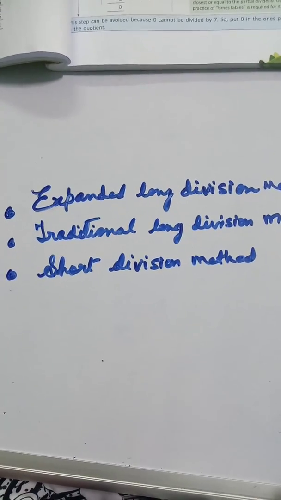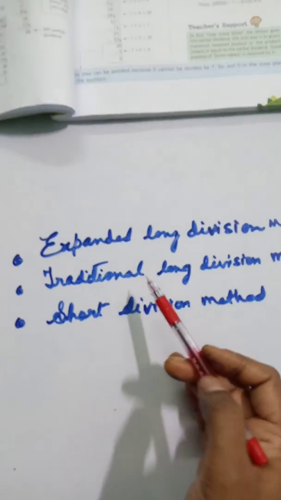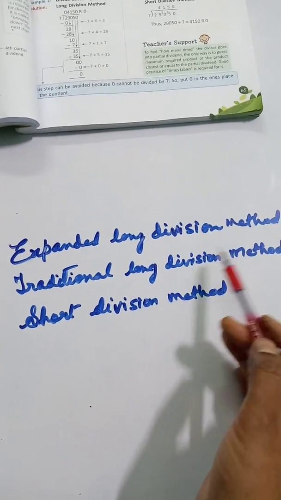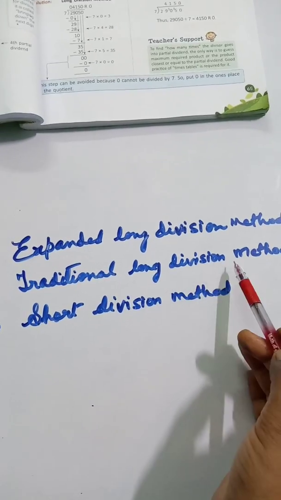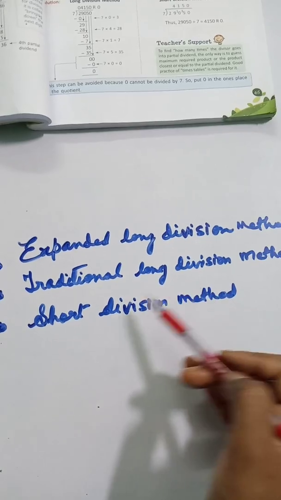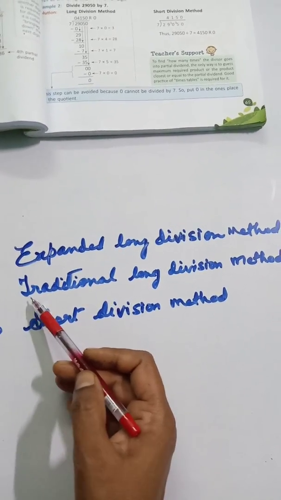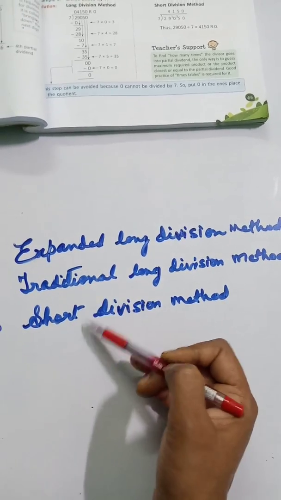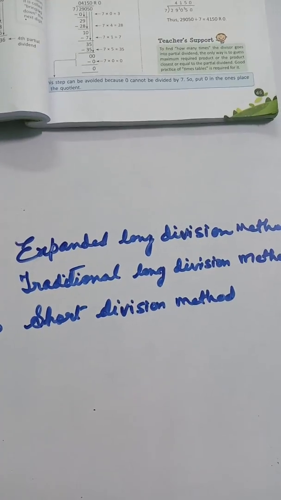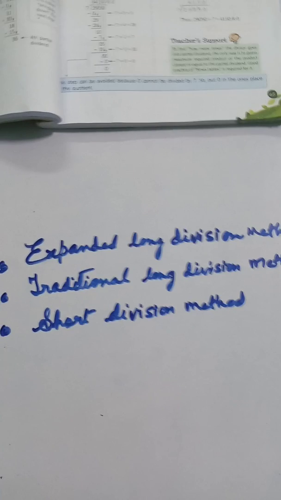Now children, we will learn about different methods of division. The first method of division is the expanded long division method. Second is the traditional long division method. And third is the short division method. The most popular one is the second one, that is the traditional long division method. But here you will learn all these 3 methods. Let's start, children. Open your page number 63.